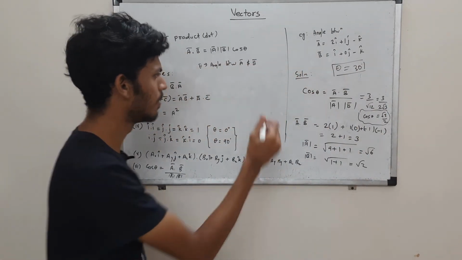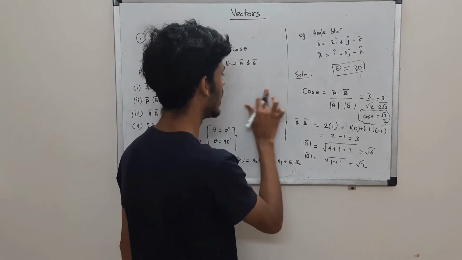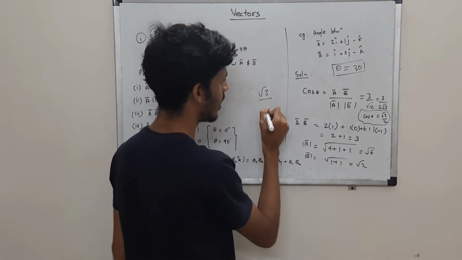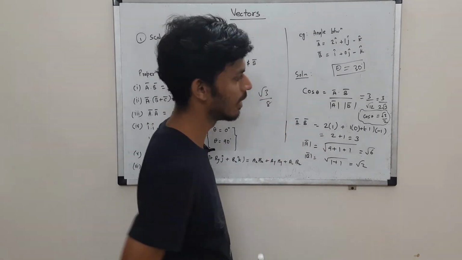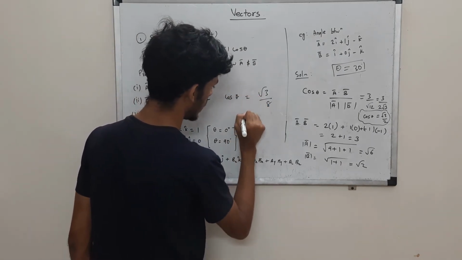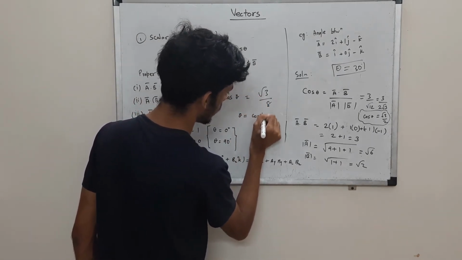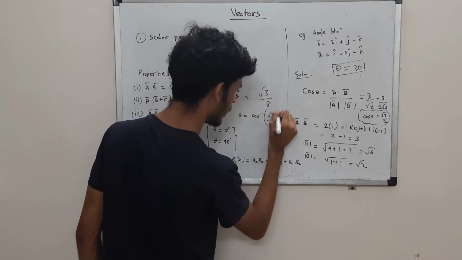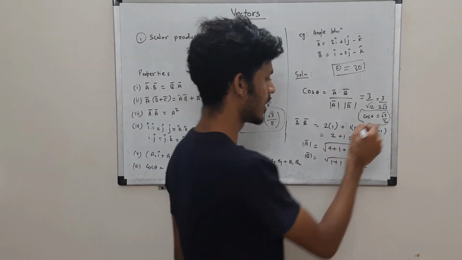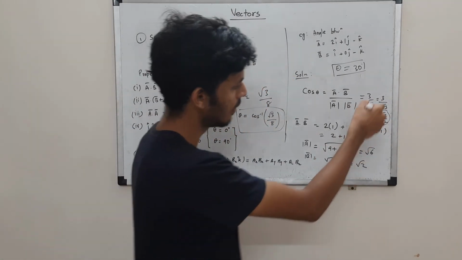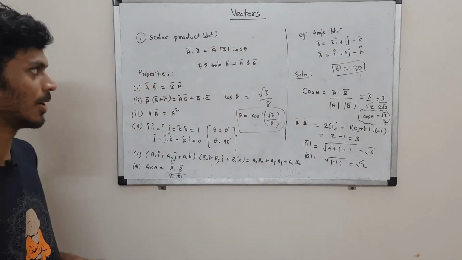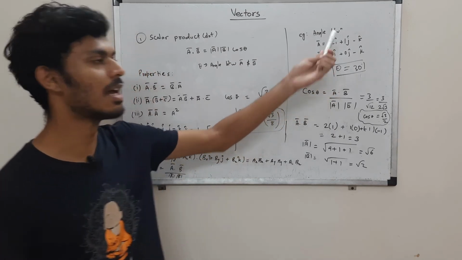Okay, and sometimes if you have complicated answers, like root 3 by 8, of which you don't know the cos, in that case you can just express this as cos inverse of root 3 by 8. No need to further solve it, you can express it this way. But here in this case it was easily simplifiable, and when you simplify you get root 3 by 2. You know that cos 30 is root 3 by 2. So the angle between the two vectors is 30 degrees.